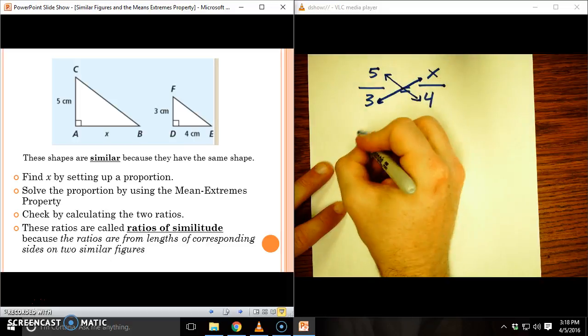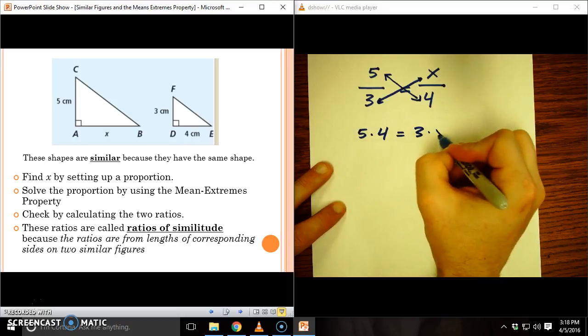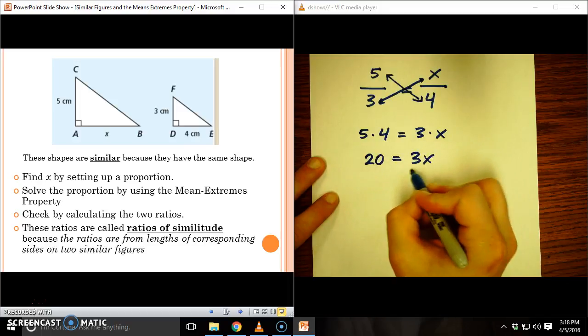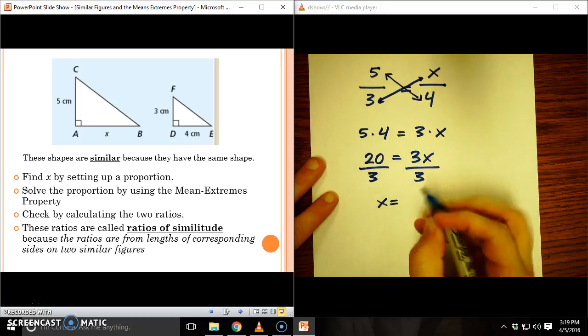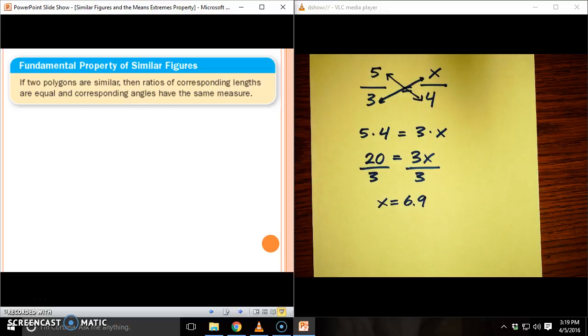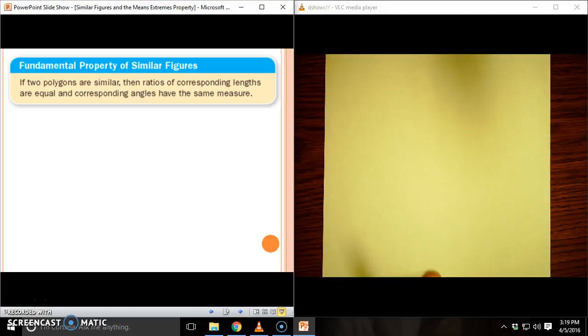I know that the product of the extremes equals the product of the means. And so 20 equals 3x, divided by 3, and x is equal to about 6.9. That would be the distance between D and E, and that would be an approximate answer. So the fundamental property of similar figures says this: if two polygons are similar, then ratios of corresponding lengths are equal, and corresponding angles also have the same measurement.